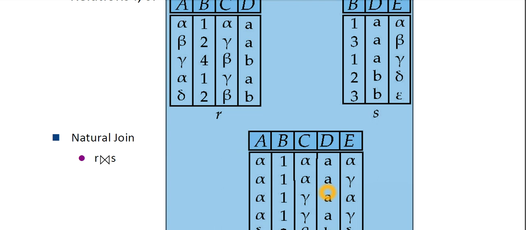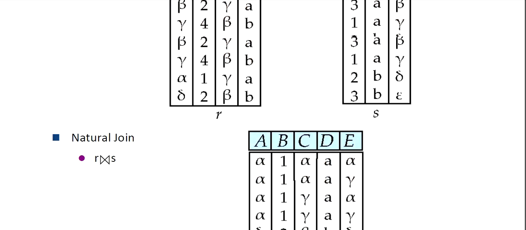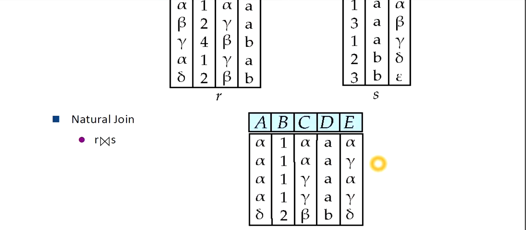And do note that this is a revision topic. I already have a lecture on the natural join itself. Go through it if you have not already. So that's the result coming out. I hope you have got how I am calculating it.